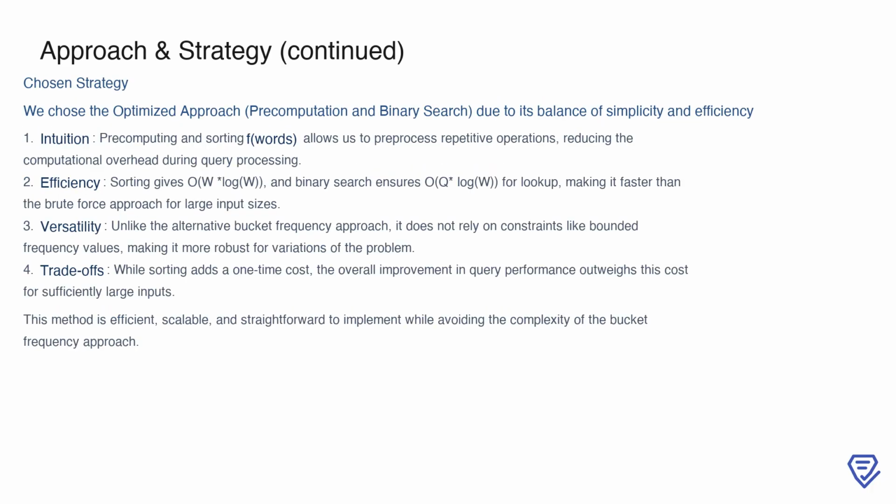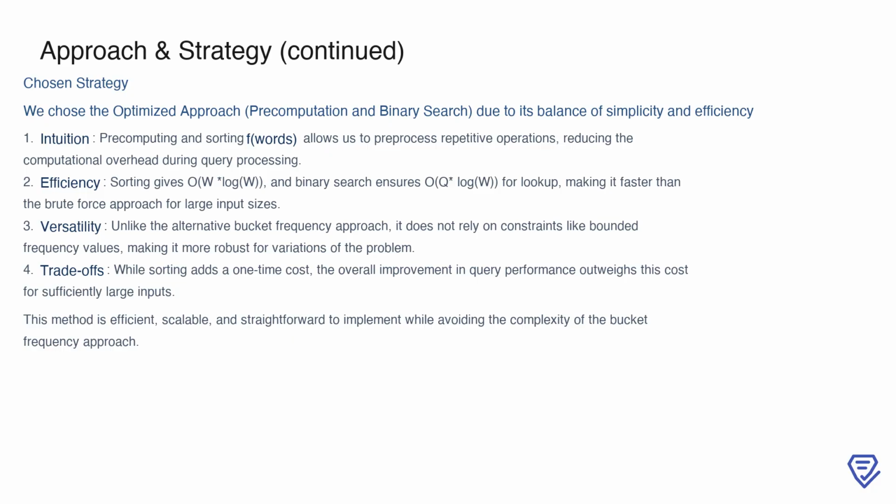After evaluating the options, we chose the optimized approach that combines pre-computation and binary search. This method strikes a balance between simplicity and efficiency. By pre-computing and sorting words, we minimize repetitive computations, reducing the workload during query processing. Sorting introduces a one-time cost of O(W log W), but the binary search ensures that each query is processed in O(log W), making this approach significantly faster than brute force for large datasets.